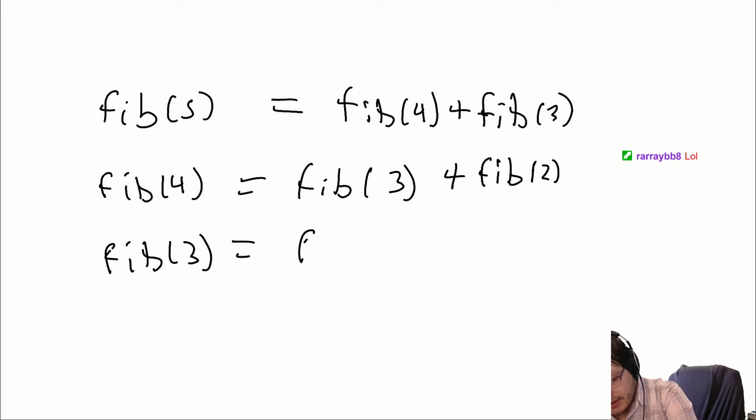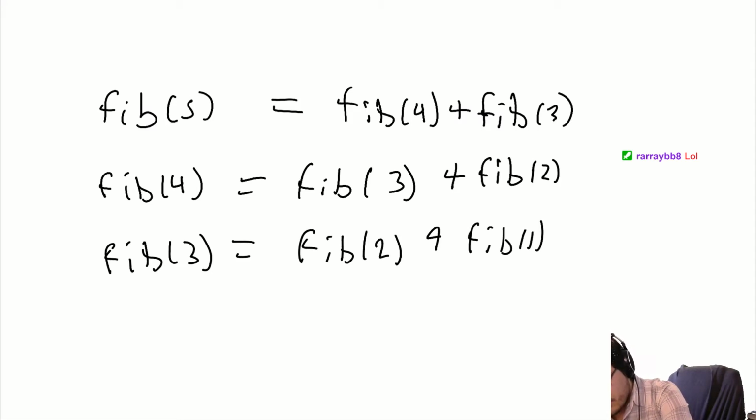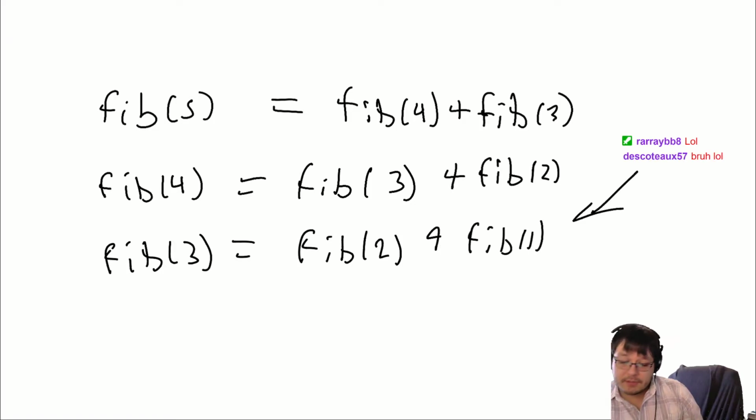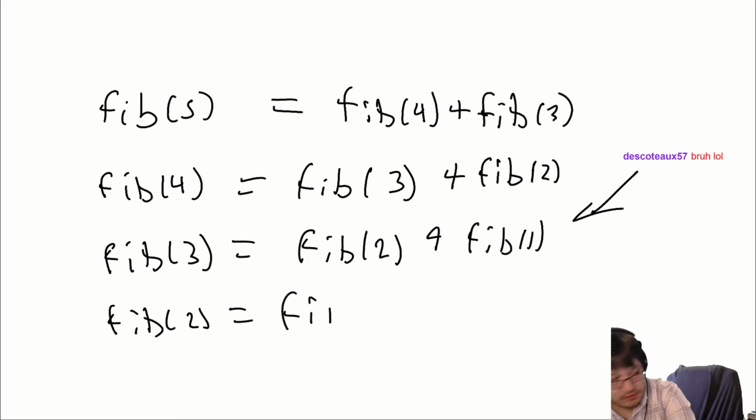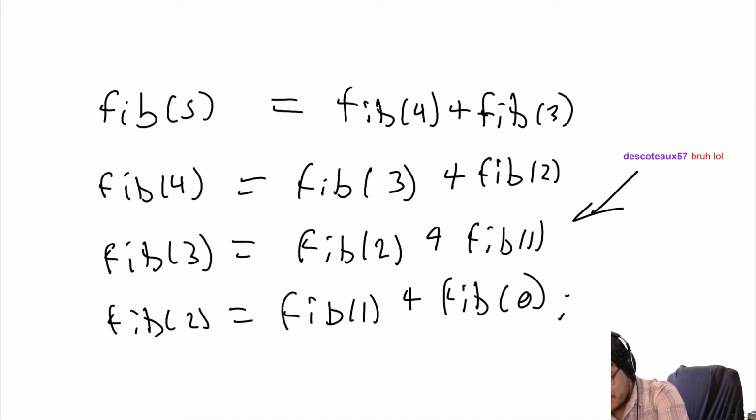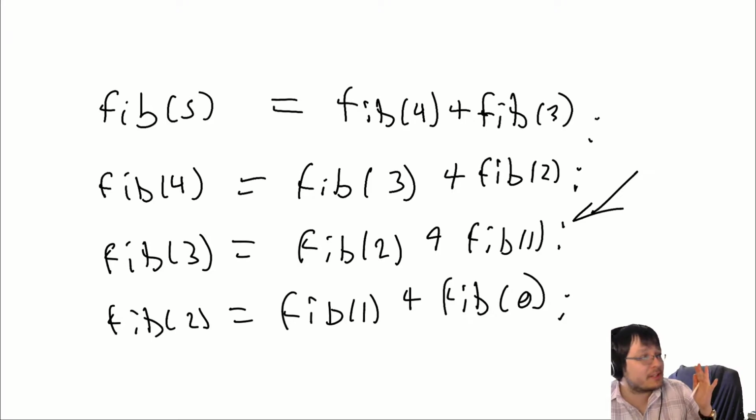Fibonacci 3 is based off of Fibonacci 2 and Fibonacci 1, which this one we already know, so that stops there. And finally, Fibonacci 2 is based off Fibonacci 1. And you guys are all wondering, I'm actually curious to see what just happened, but I'll have to wait until the end. But yeah, okay, so that's pretty much the chain.